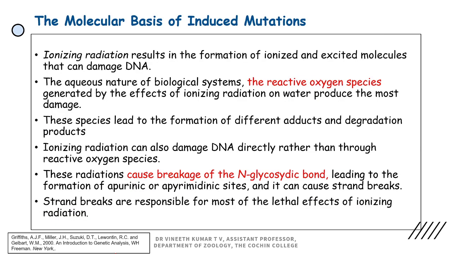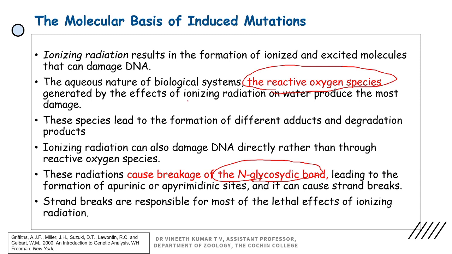The last one is the ionizing radiations. As I said, ionizing radiation acts in two ways, and whichever way it is, it causes a break in the DNA. The first is that ionizing radiation results in the formation of reactive oxygen species. Reactive oxygen species produce double-stranded breaks in the DNA, and also this radiation can directly cause the breaking of the backbone of the DNA.